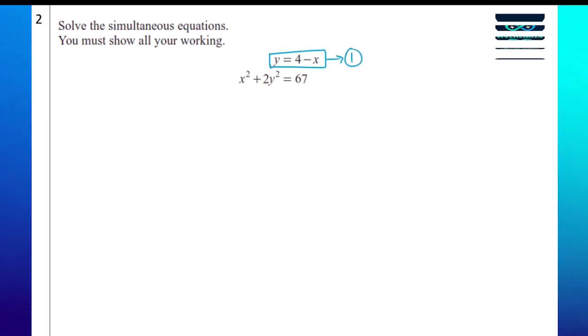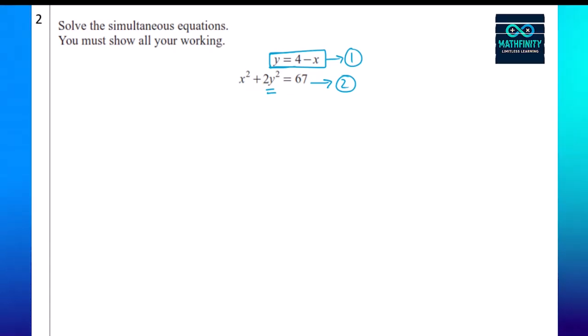We can give the name 1. This answer is the value of y, because it's already separated. So this value of y we can substitute in equation number 2. This is the main and the first step you have to do: from the linear equation, you have to separate one of the variables and substitute it in the quadratic equation.